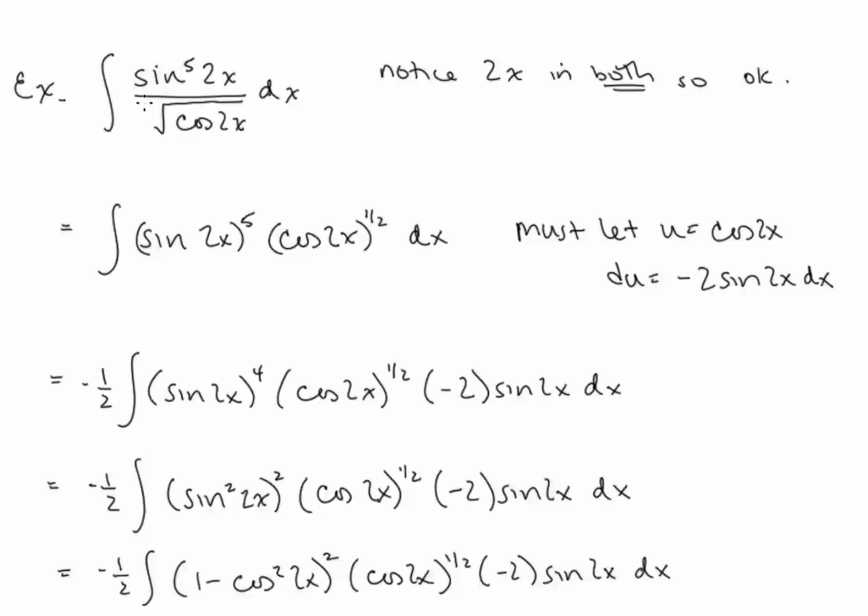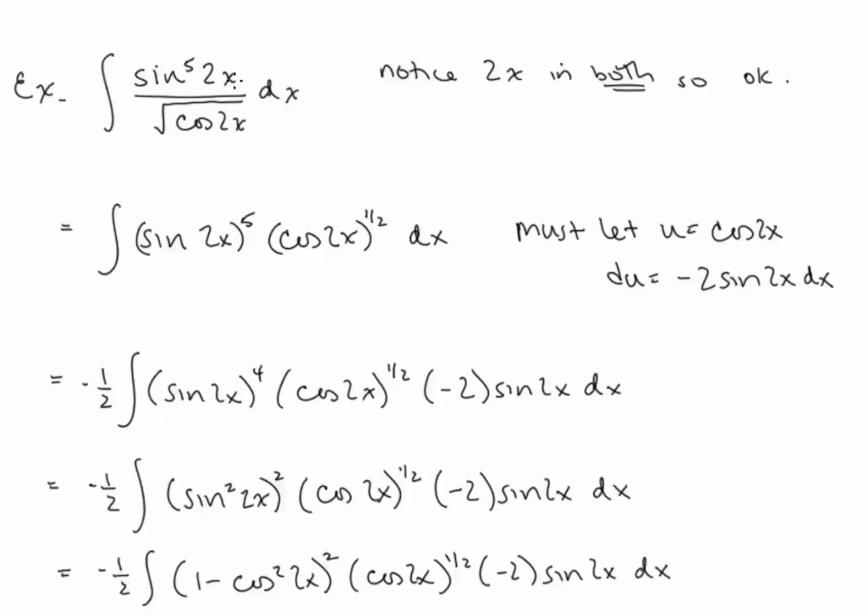Here we have the integral of sine to the fifth of 2x over the radical of cosine 2x. Now the first thing I notice here is that we have a 2x inside our trig functions. But both trig functions have the same argument. They're both of 2x. So we don't need to make any adjustments. We're just going to deal with the 2x there.